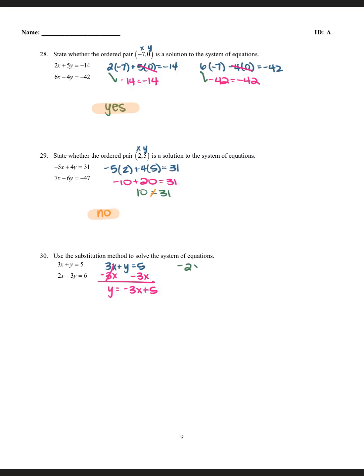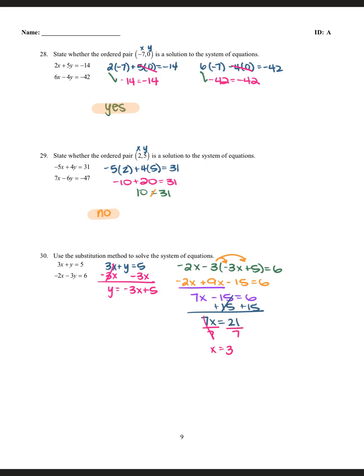So it's going to give us negative 2x minus 3 times negative 3x plus 5 is equal to 6. We're going to distribute the negative 3 in. We'll have negative 2x plus 9x minus 15 is equal to 6. Combine your like terms. That's 7x minus 15 is equal to 6. Move the 15 over, adding it to both sides. So that's 7x is equal to 21. Divide each side by the 7, and you get that x is 3.